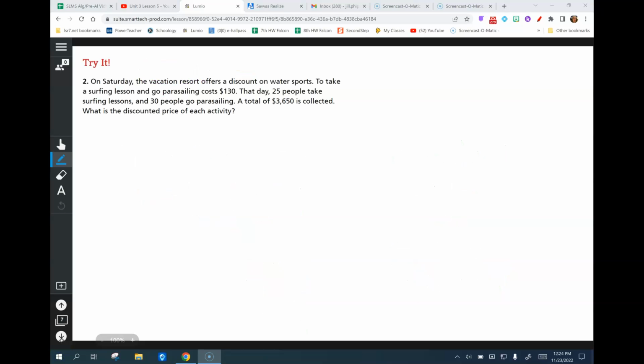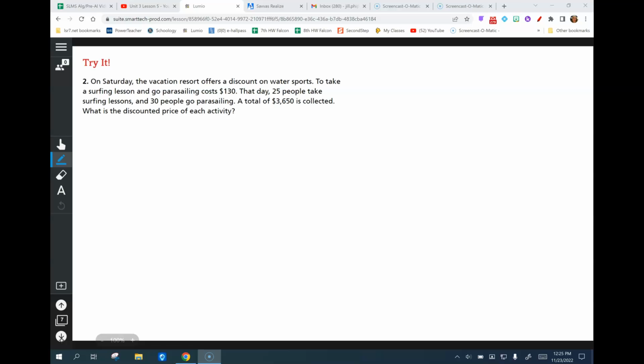The next problem in your book is probably one of the biggest reasons that we actually do systems of equations: word problems. If you're like me, word problems are not your favorite, but they're going to be now because they are so much easier. So let's read the problem, and I'll highlight things that you need to pay attention to. On Saturday, the vacation resort offers a discount on water sports.